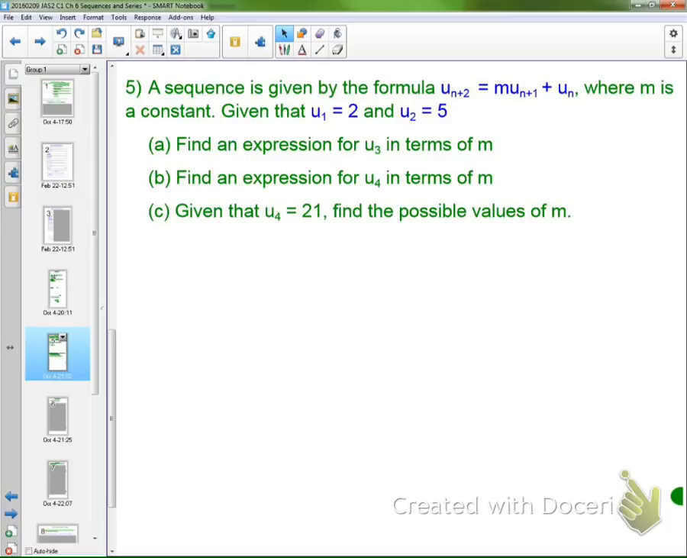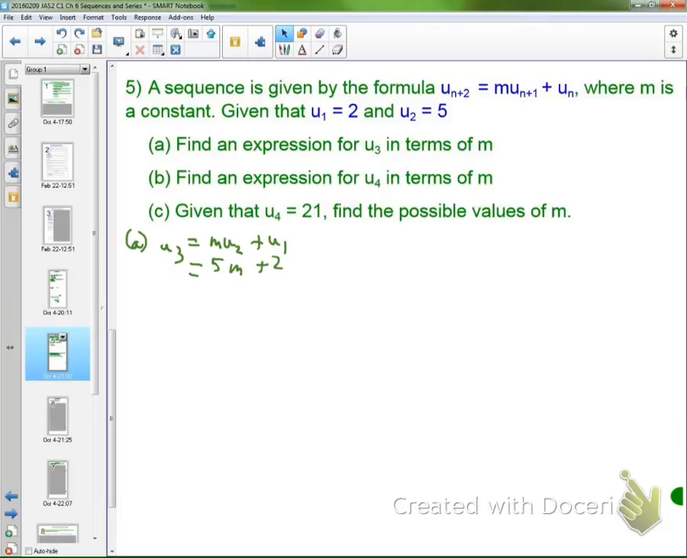Our next example is more complex and is fairly typical of an exam question. So we have a recurrence relation, but we have a constant involved in it. We know what the first 2 terms of the sequence are, so it then asks us to find the 3rd and 4th terms, and then use these to find out what this value of the constant is. So if we look for u3, then according to our recurrence relation, we're going to get m times u2 plus u1. And of course that's going to be 5m plus 2.